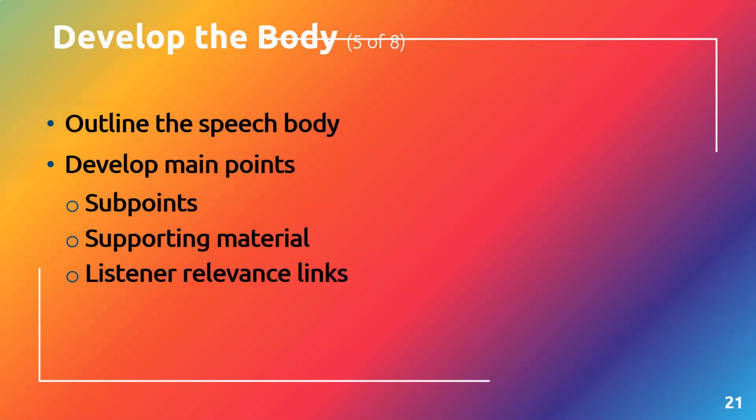So when you develop the outline, you've got your main points and your subpoints and supporting material, and then the listener relevance links. So a listener relevance link is really just a bit of information that directs the listener back to the main point and alerts the listeners to why the main point is relevant to them.